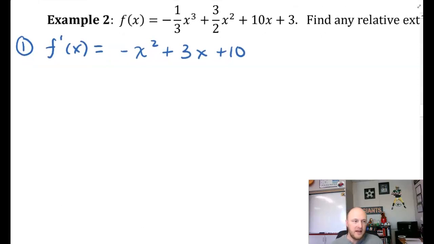Now what I'm going to do is change my signs. I'm going to set it equal to 0 and solve this. I solve this by factoring. When is it equal to 0? So I'm going to factor out a negative, and that's going to change my signs.